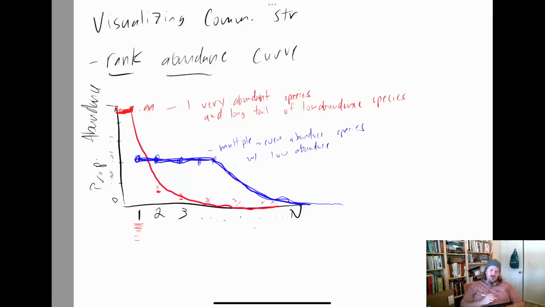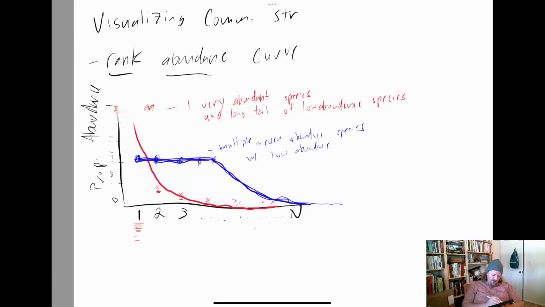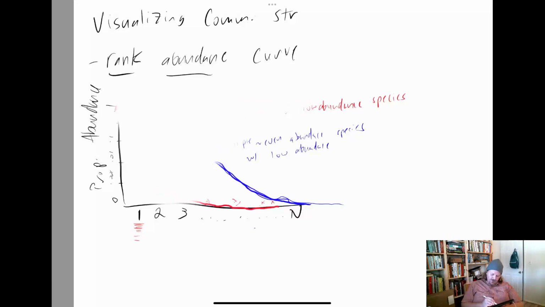Does that make sense to y'all? How that visualization really shows us the differences in community structure here. They can show us differences in evenness. So what I want to do really quickly is erase these and draw a couple different communities that vary in their evenness, right?